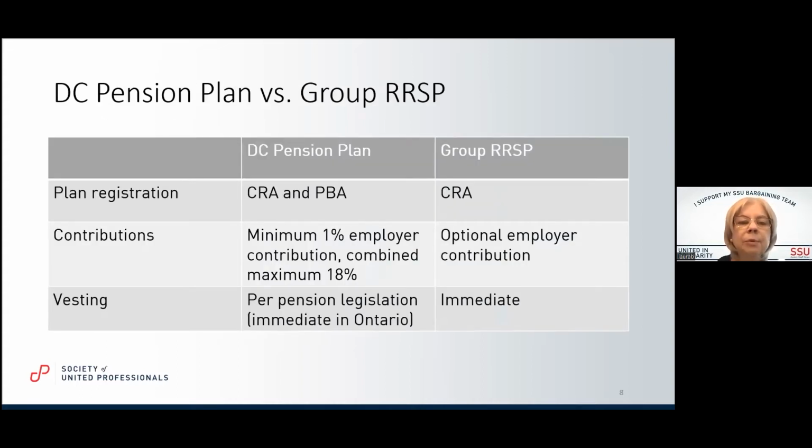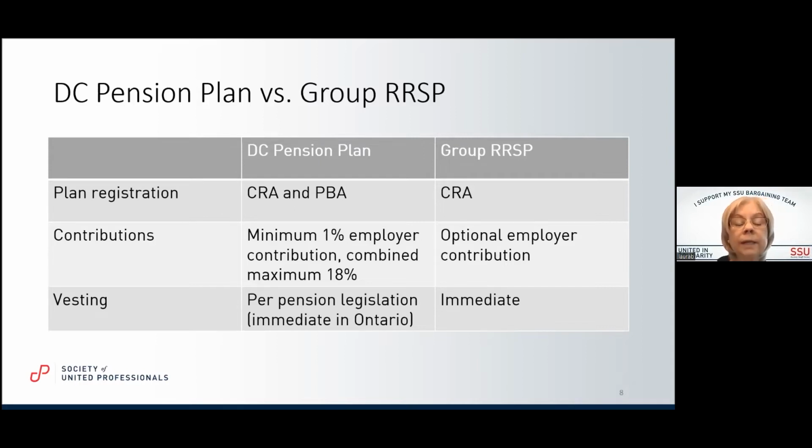I've put together a table showing some of the key differences between defined contribution registered pension plans and group RSPs. And for society, I think many of our employers now offer some elements of both. Often there's a combination where they'll have a registered plan and also an optional RSP program. Sometimes with matching contributions, usually matching. So big differences here is that the plans registered under the Pension Benefit Act are actually pension plans, whereas the group RSP is not, is only registered with the Canada Revenue Agency.